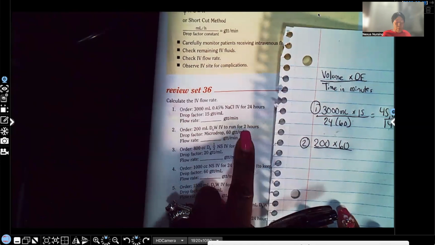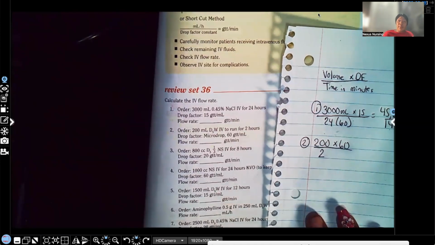What's our time? 2 hours. So are we just going to put a 2 here? No, because remember, our time has to be in minutes. So we're going to do 2 times what? 60. Very good. So now we can do our math.